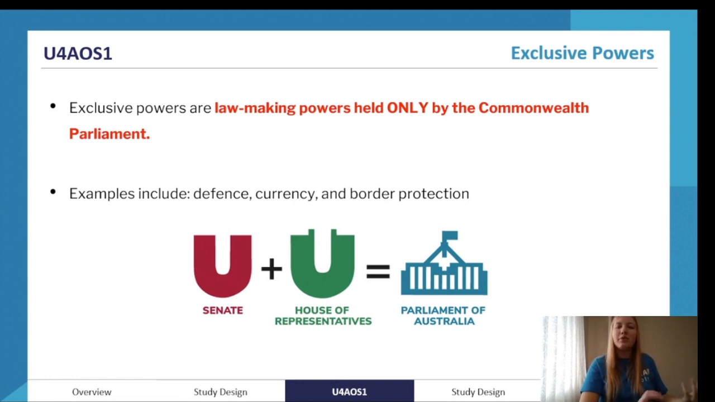So, of course, the Commonwealth can legislate there and not the states themselves, because the laws for the entire country would be in disarray. There would be no uniformity across the country. And if each state had its own military, we could have things like civil wars, and that would not be very good.